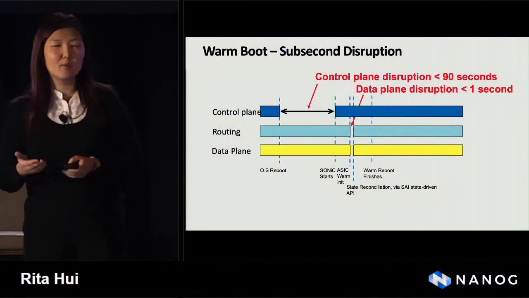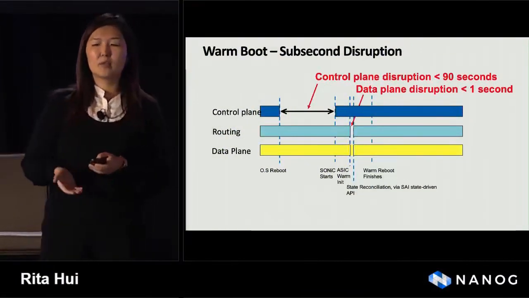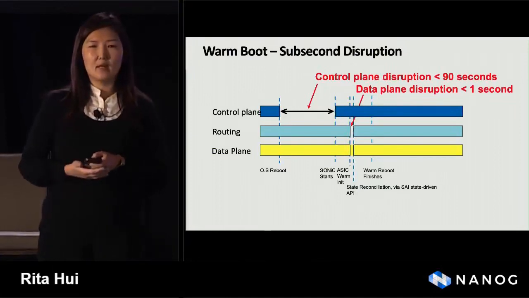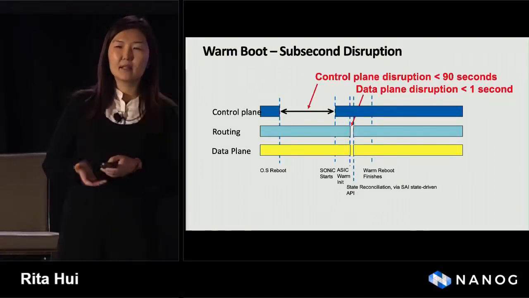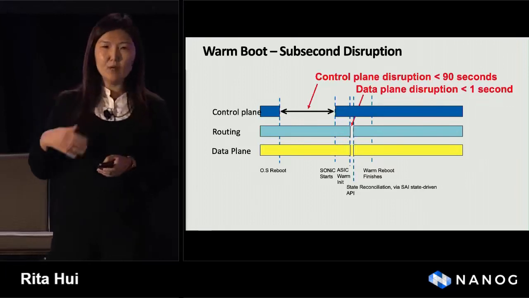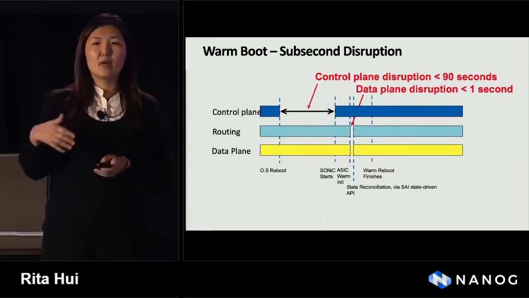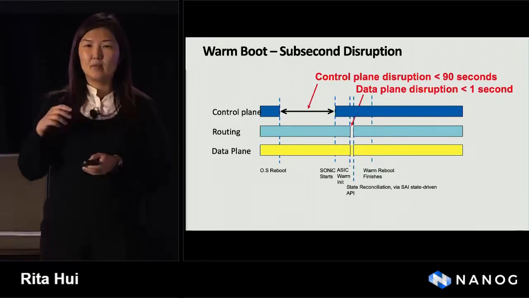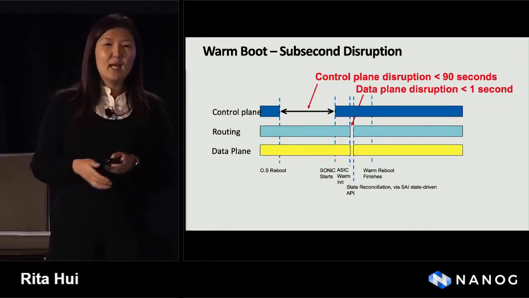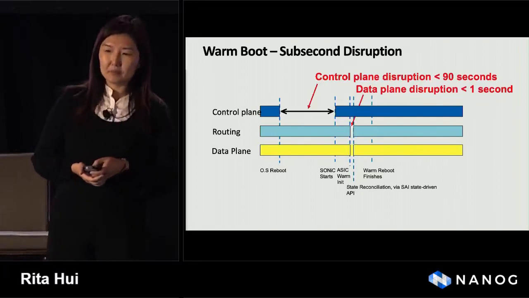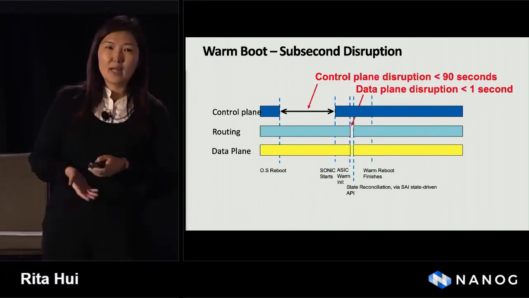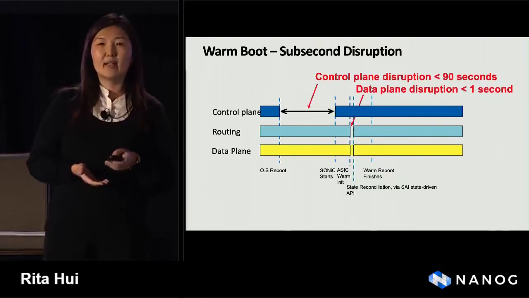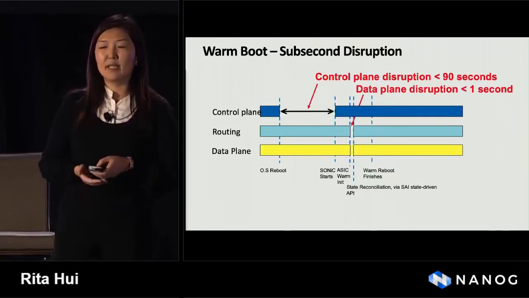With warm reboot, we will reboot the Linux OS and we'll reboot the SONiC stack. And the control plane will have a disruption of less than 90 seconds, meaning it will come back within 90 seconds. So that we avoid LAG going down, and BGP won't go down. And also we will use BGP graceful restart so that the routing topology will not be impacted, and the stack is able to learn the routes quickly when it comes back.